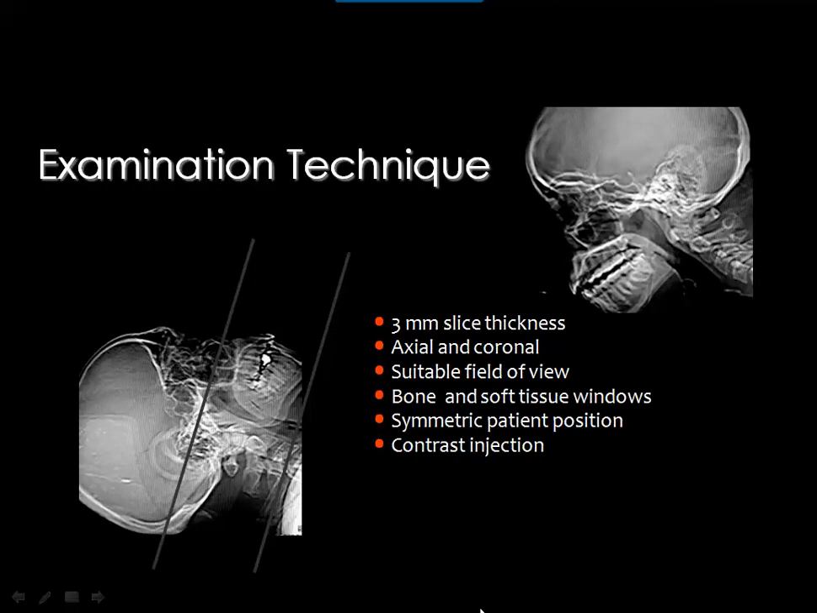And for evaluation of the salivary glands by CT, you may have the axial and the coronal planes. The sections are usually obtained at 3 millimeter interval, and you select a suitable field of view to outline the whole anatomy and pathology if present. You may use the bone and soft tissue window settings, and to ensure, as in any part of the neck, the symmetric patient position, and sometimes you need to inject contrast media intravenously.